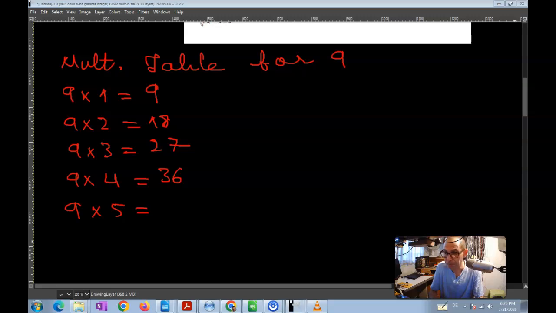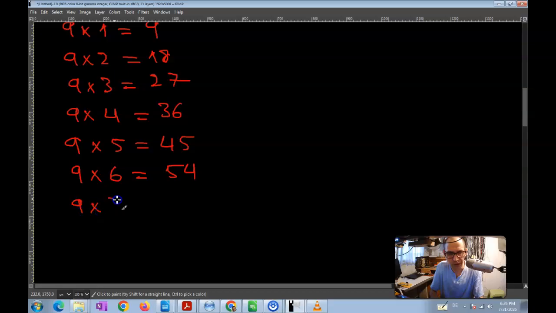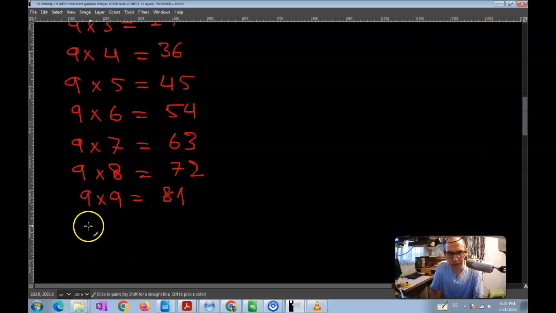9 times 5 is equal to 45. 9 times 6 is equal to 54. 9 times 7 is equal to 63. 9 times 8 is equal to 72. 9 times 9 is equal to 81. And 9 times 10 is equal to 90. Right? Is equal to 90.